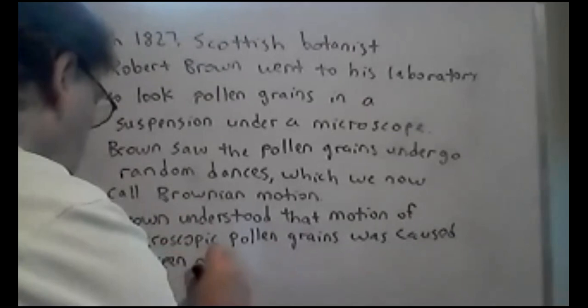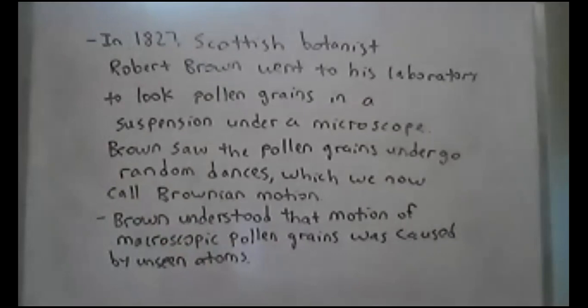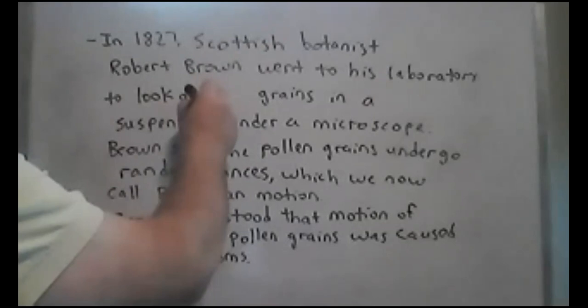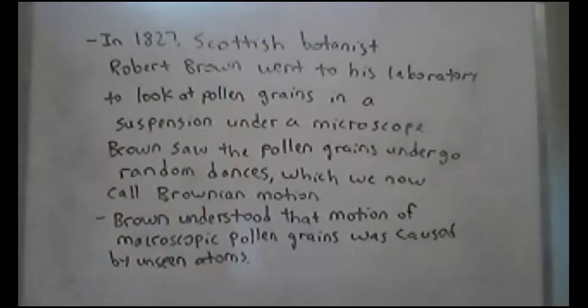All right. So this is an extremely important discovery in the history of humankind. All the thousands of years humans have existed, here was the way atoms became discovered. In 1827, Scottish botanist Robert Brown went to his laboratory and looked at pollen grains in suspension under a microscope. That's it. He was going to do botany, not atomic physics. Brown saw the pollen grains undergo random collisions, random dances, which we now call Brownian motion. And Brown understood that the motion of microscopic pollen grains was caused by unseen atoms.